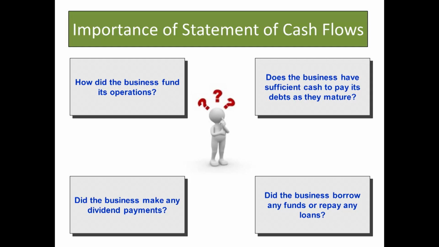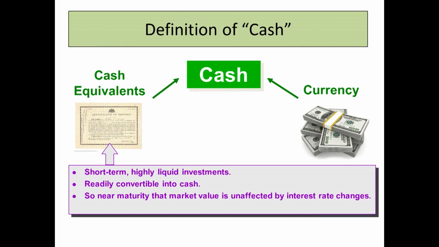Well, what are these cash equivalents? I want to define that real quick. We know when we're talking about cash, we're talking about currency and savings accounts and all that sort of stuff. But we're also including in that line cash equivalents. Cash equivalents are short-term, very highly liquid investments. An example would be a 90-day certificate of deposit. They are very close to maturity, 90 days or less. They're readily convertible into cash, and you pretty much know what they're going to be cashed in for because they're so near maturity that their market value is not even affected by interest rate changes.